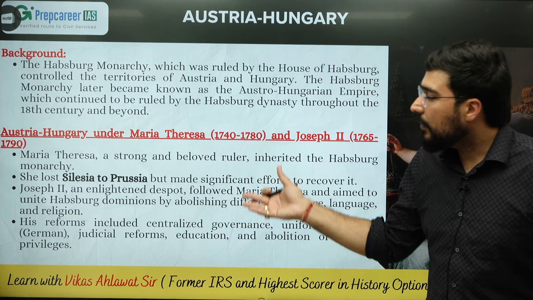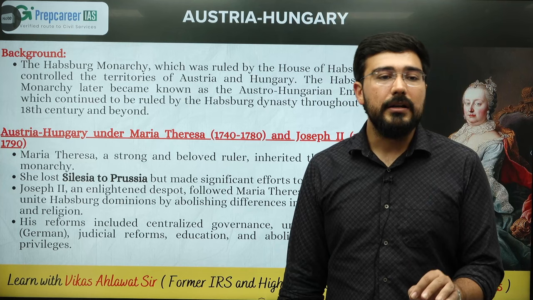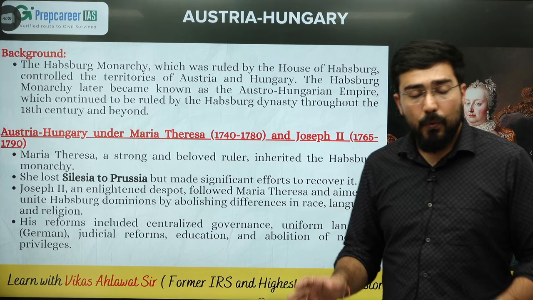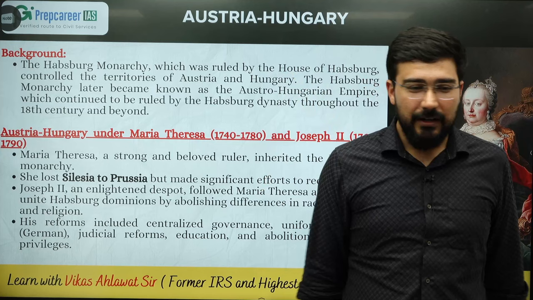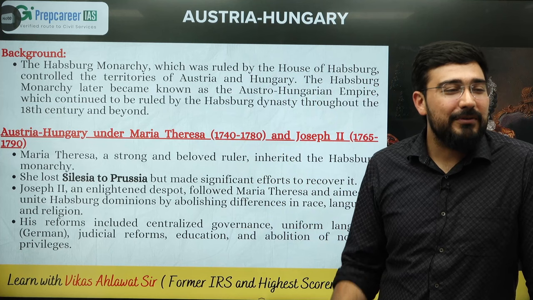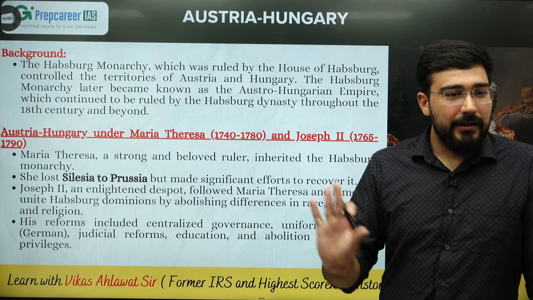Joseph II is also considered an enlightened despot. He also did a lot of changes, abolished differences in race, language and religion. What he did, he tried to create a pan-Habsburg kind of identity, that we are not Germans, we are not Austrian, we are not this and that, we are Habsburg. And aajkal YouTube pe chalta na, hum ye saare ye hain, etc. So that kind of logic was brought in by him. Certain reforms were also done for the same, but all of them failed before his death itself.